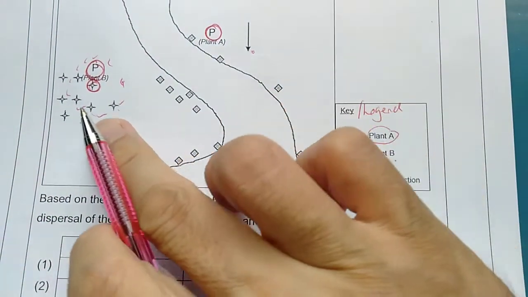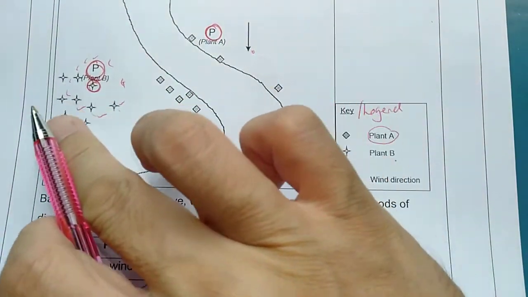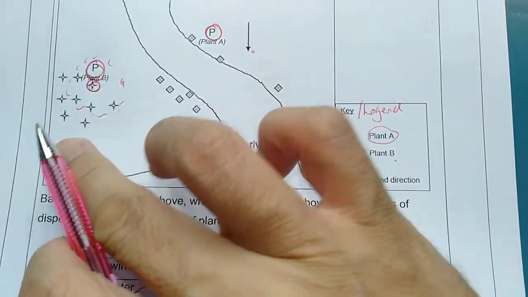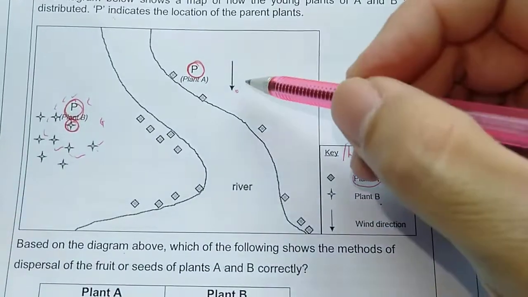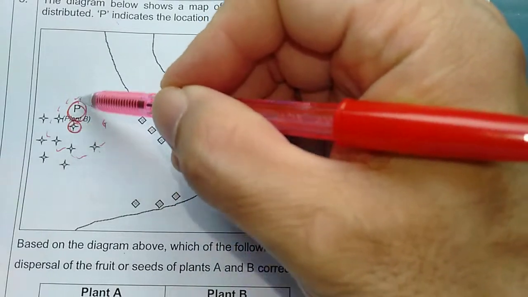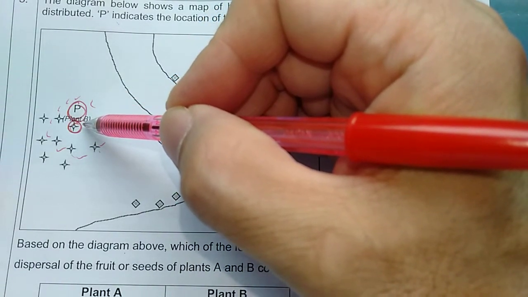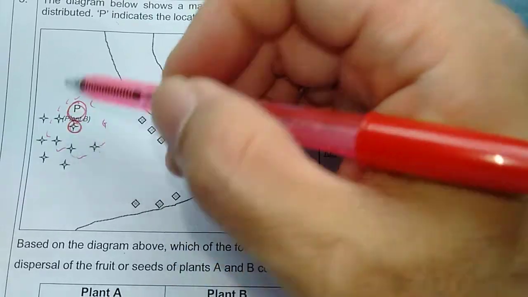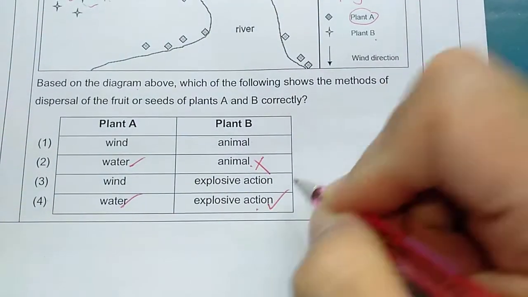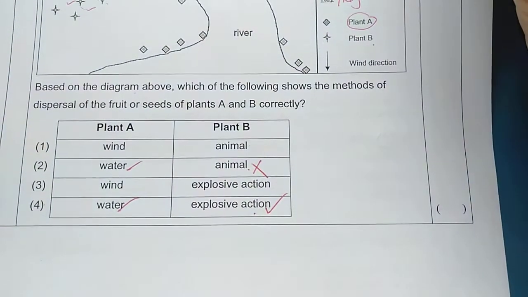In this case, I can understand why it could be more towards the south part here, the bottom part, because wind could have blown some of the seeds when it split off from the adult fruit. Alright, so I think the best answer is still explosive action. So answer is 4. Next one.